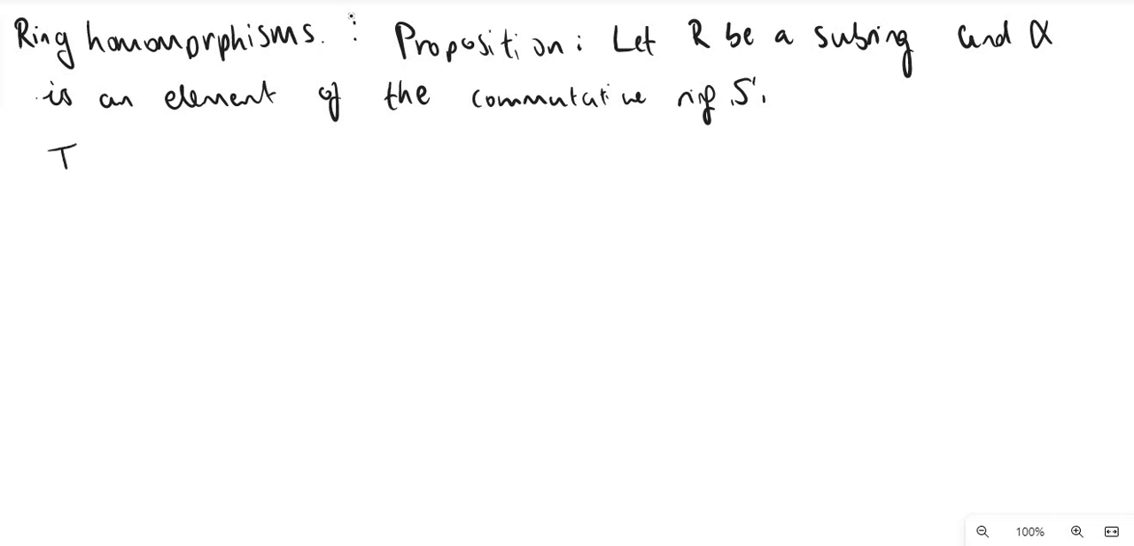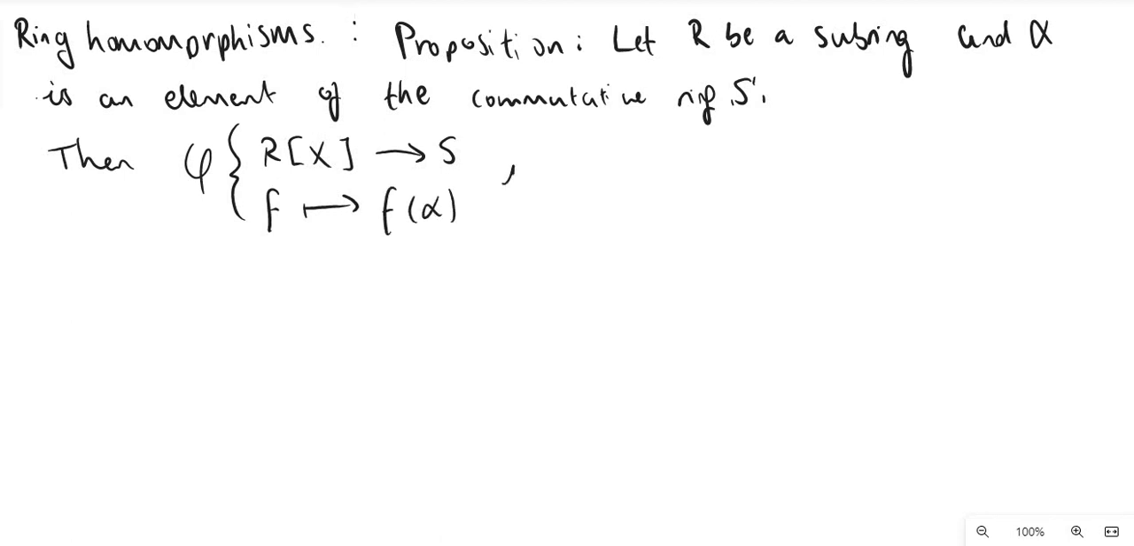So following the proposition, we have the assumption that R is a subring and alpha is an element of the commutative ring S. Then we give rise to a function, and this will be R going to S, and we'll have the element F map into F alpha. And this is a homomorphism.